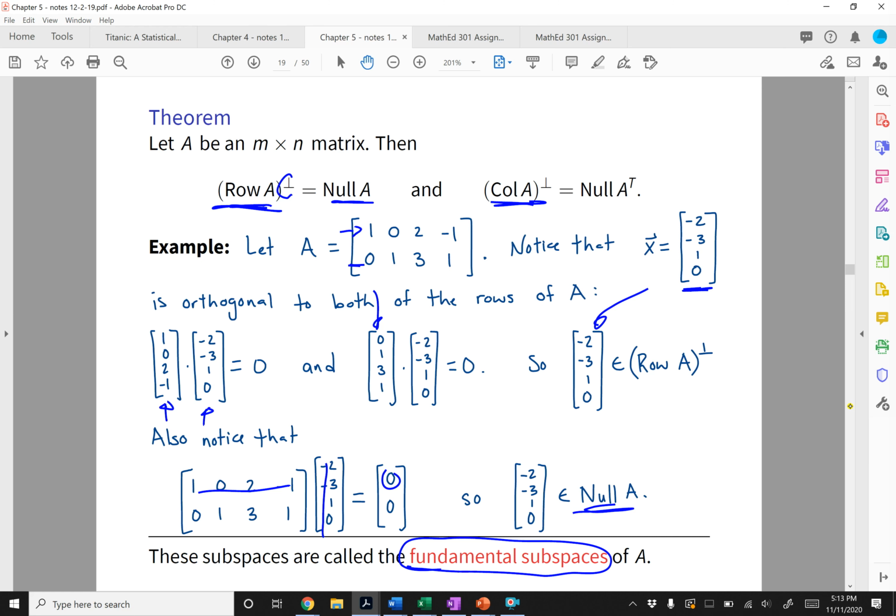And so that's what it's saying. The null space of A is the orthogonal complement of the row space of A. This gives us a geometric way of understanding what the null space of A is. I already brought that up earlier in the class to help us make sense of the null space.